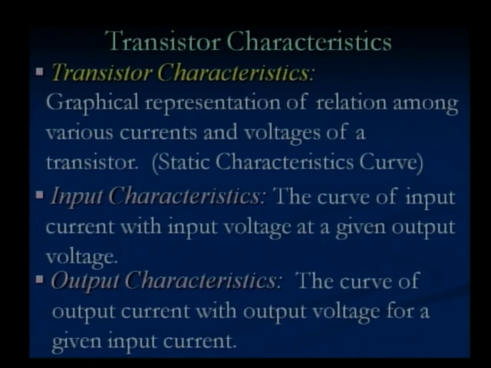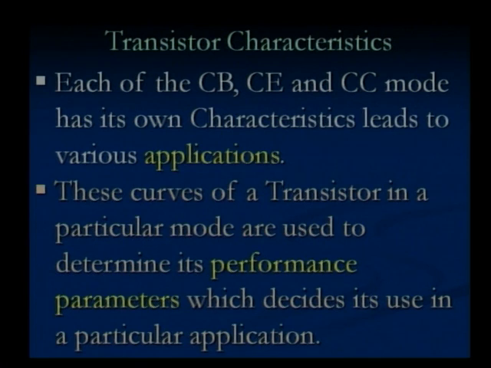Likewise, output characteristics. Now if you think logically, then again you can answer what the meaning of output characteristics is: it is a curve of output current with output voltage at a constant input. But mind well, at this time we are keeping the input current constant. In the earlier case, in the input characteristics, it was the output voltage which was kept constant. So input characteristics and output characteristics are defined in this way.